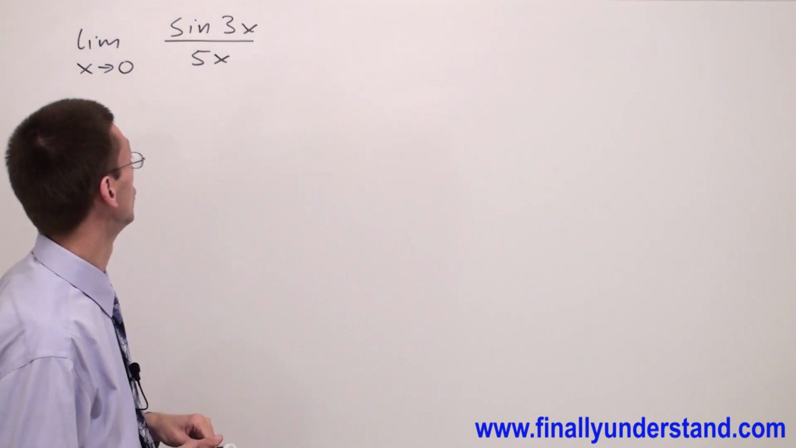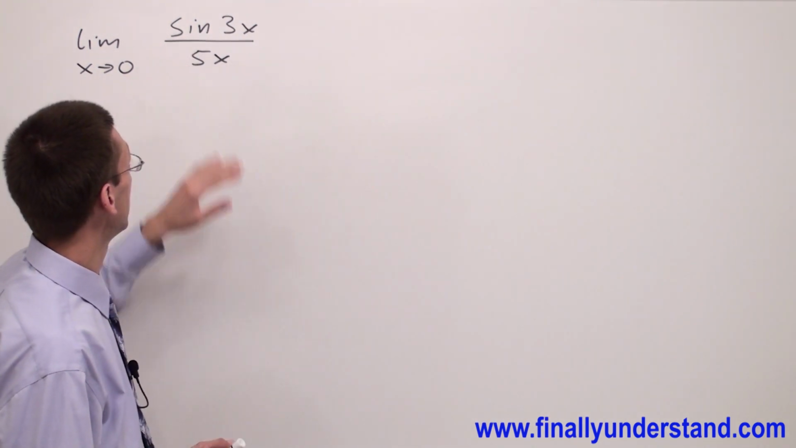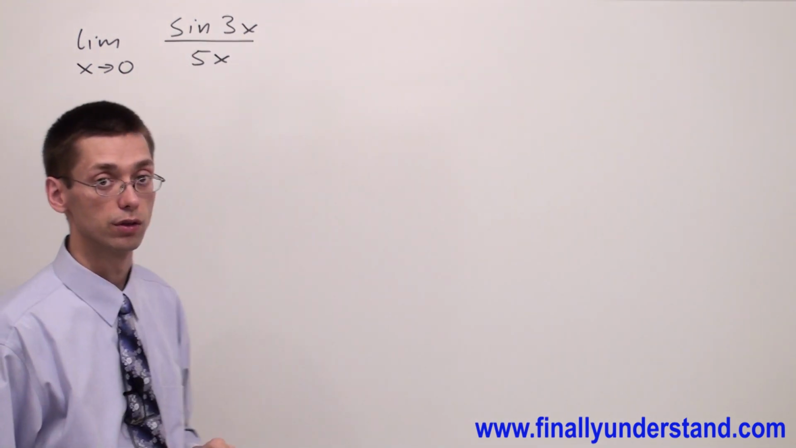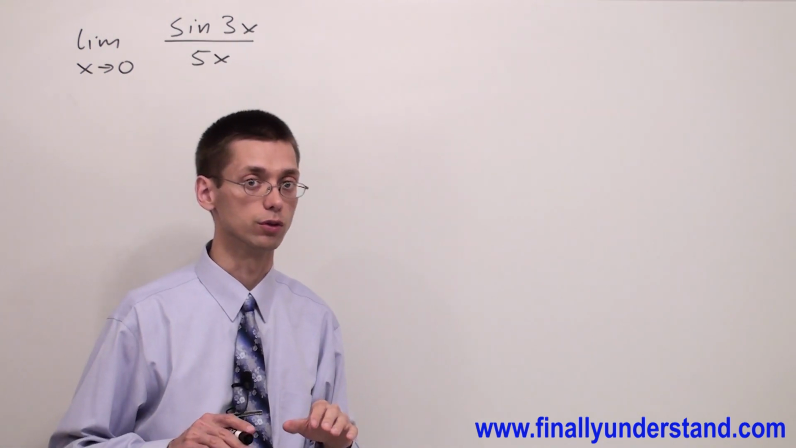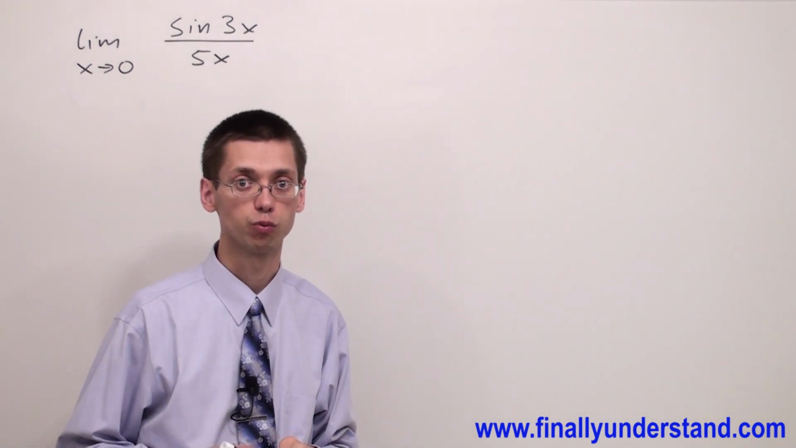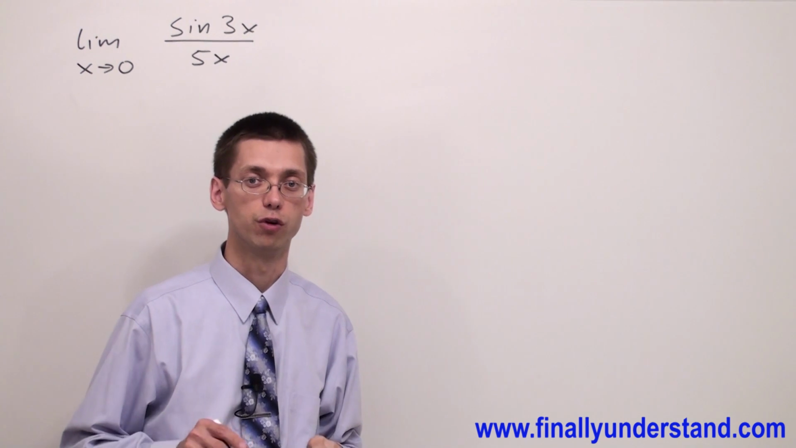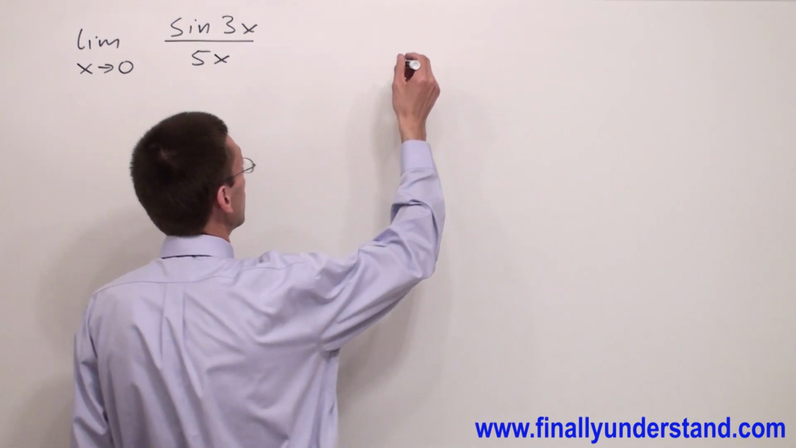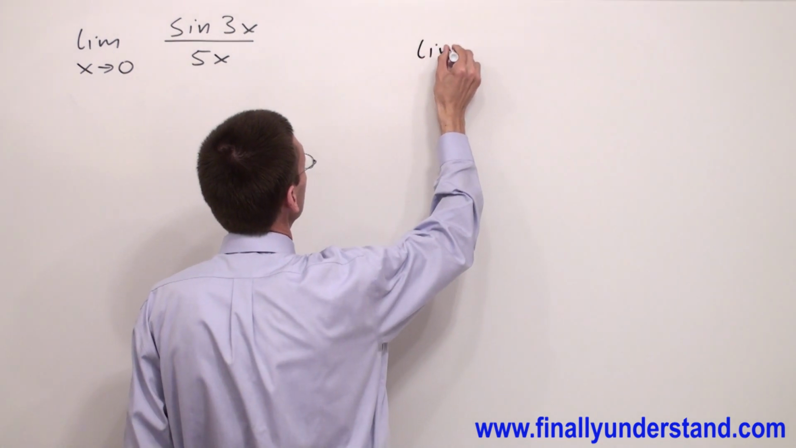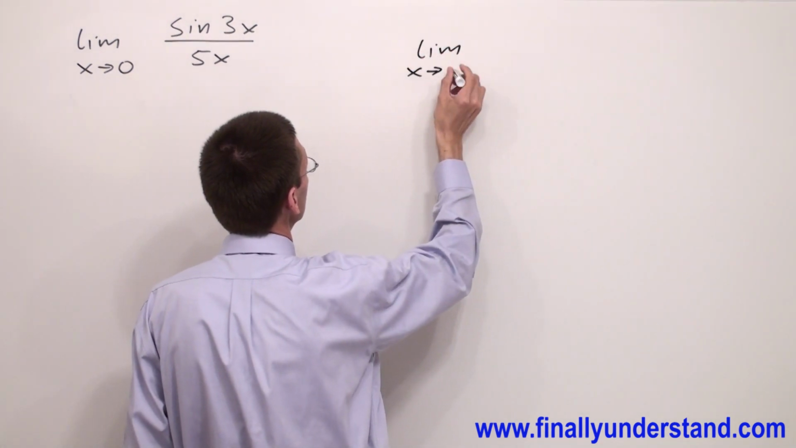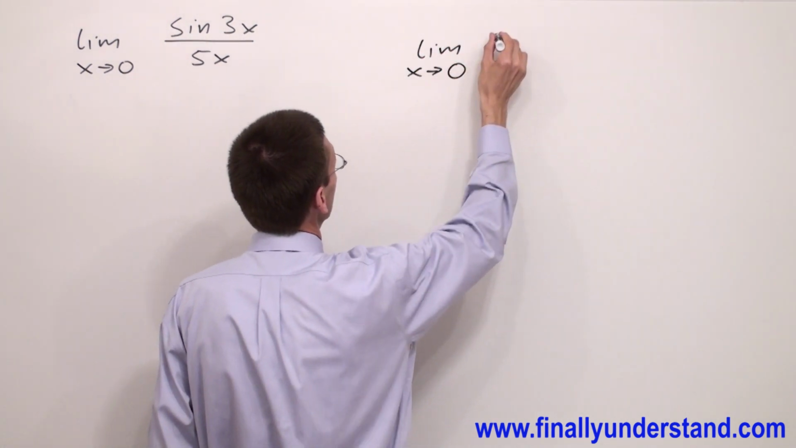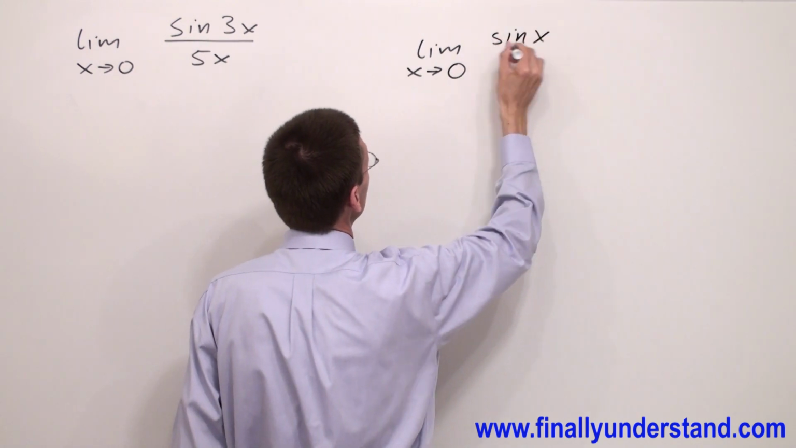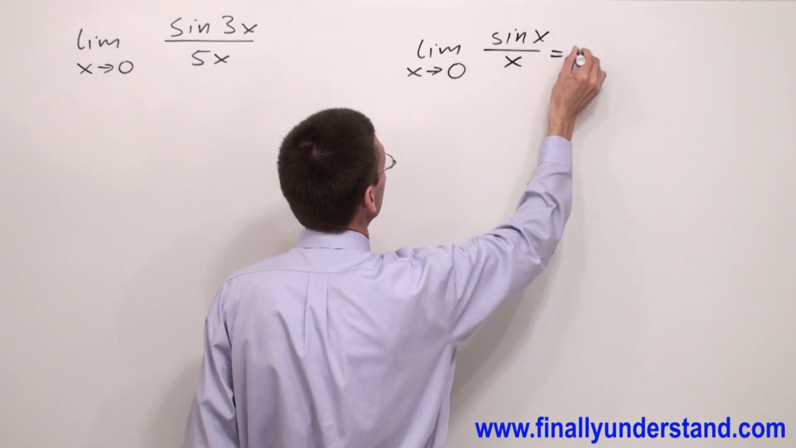So what we're supposed to do right now: we have sine in the numerator. If you want to do something with a problem like this, you're supposed to use the fundamental formula from the theorem of limits. The formula is the limit with x approaching 0 of sine x over x is equal to 1.